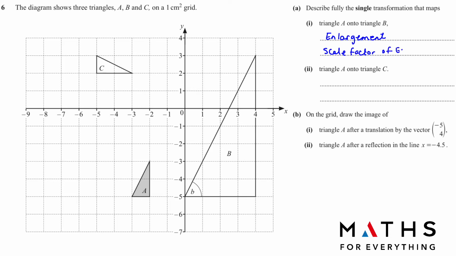And scale factor, we don't need to write the whole thing. Scale factor is this, take any one side. This is 1 and this is 4. So scale factor is 4. The third thing you need to write is the center of enlargement. For that, you need to draw lines and join the vertices. So let's do that.